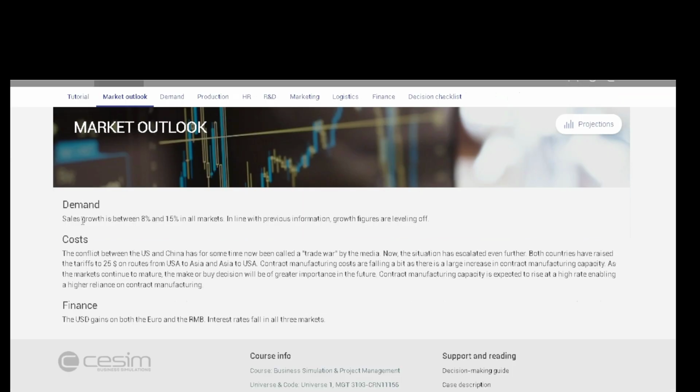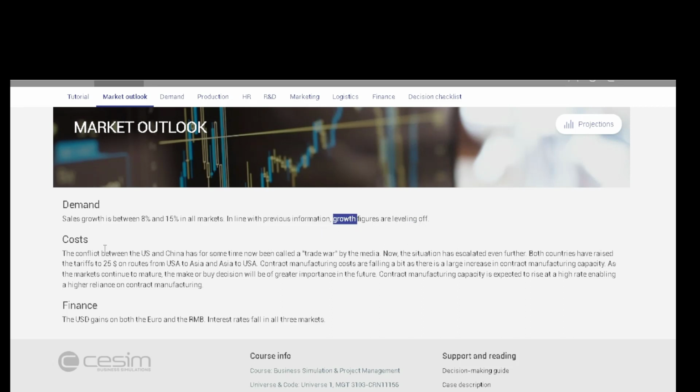So first things first, demand. You can see that the sales growth is between 8% and 15% in all markets. In line with the previous information, growth figures are leveling off. This means that the simulation is almost coming to an end, so the growth figures are leveling off.